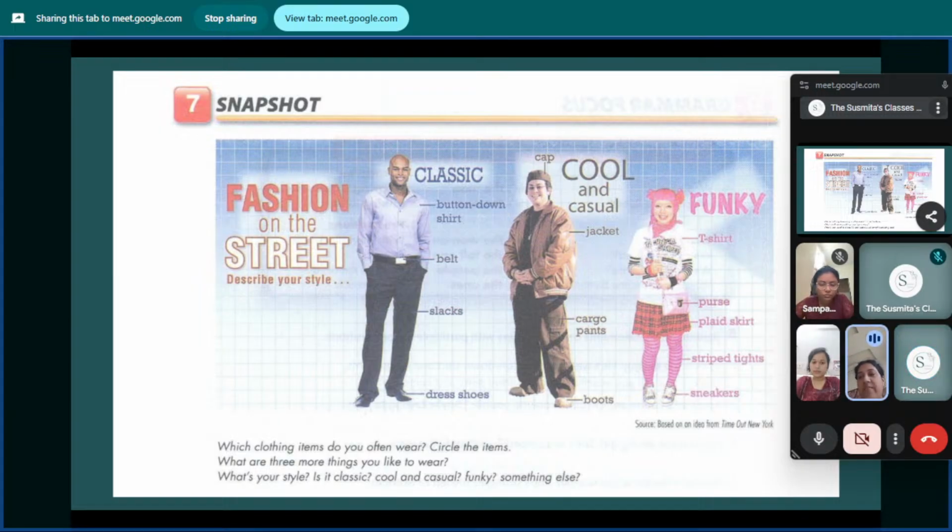I usually wear sari. Do you wear sari every day? Every day. Okay, we can't see you fully. That's why I'm asking. In the class we usually see only your face, so I don't know what you're wearing.